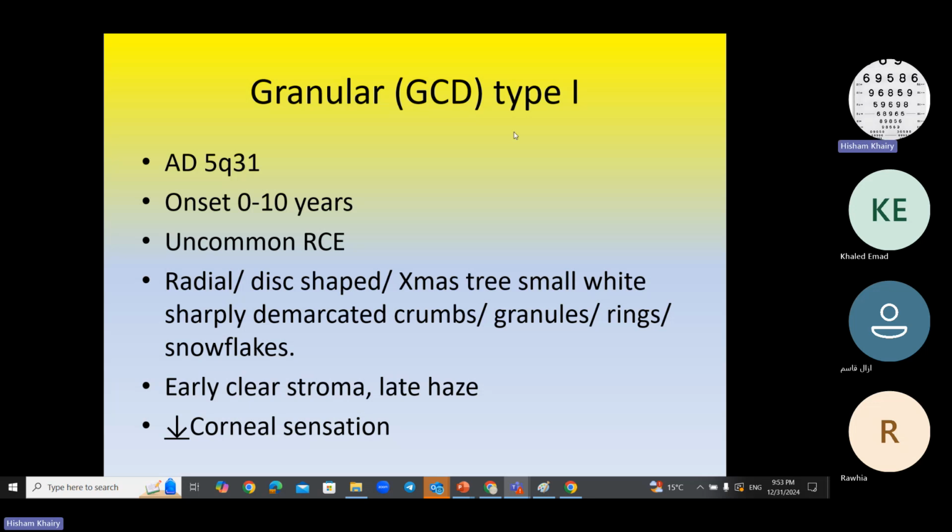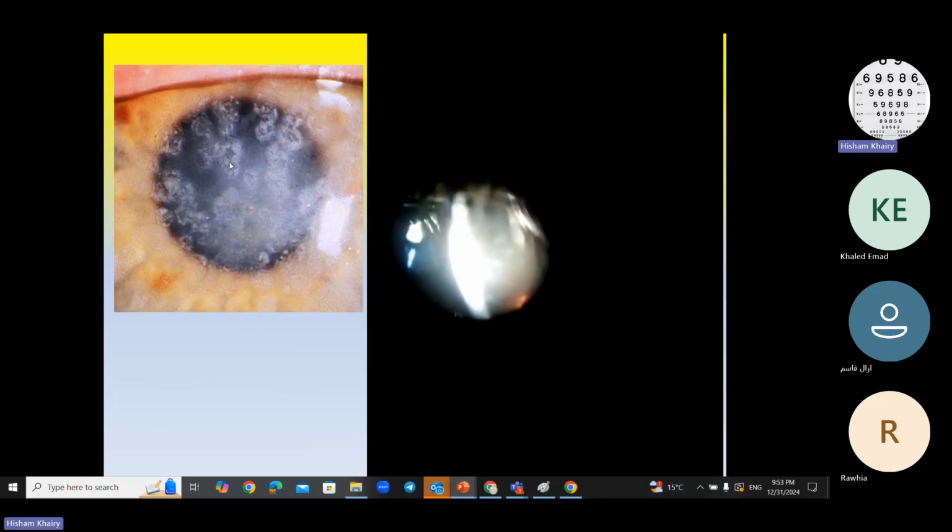What about clinical? So here the rings, breadcrumb-like, Christmas tree. Early the stroma is clear. Late there's stromal haze in between the lesions. Here is diffuse illumination. Here is slit beam illumination. Recurrent corneal erosions are not that common.